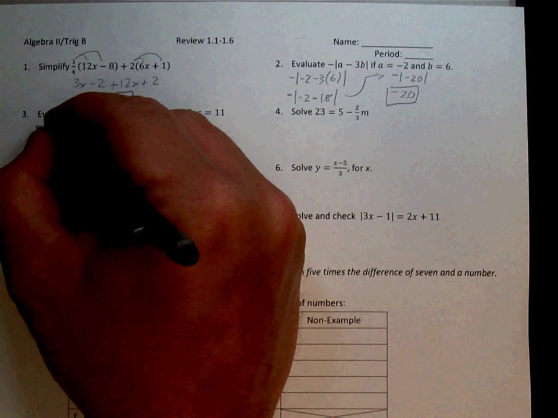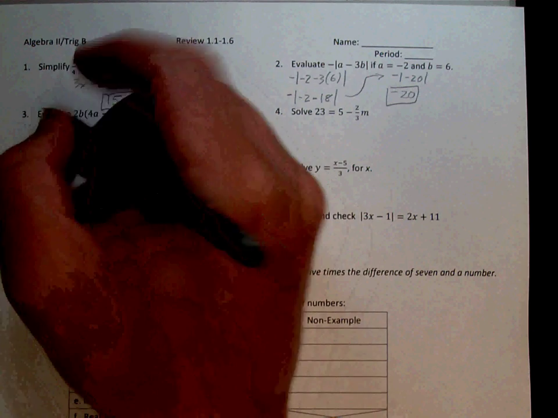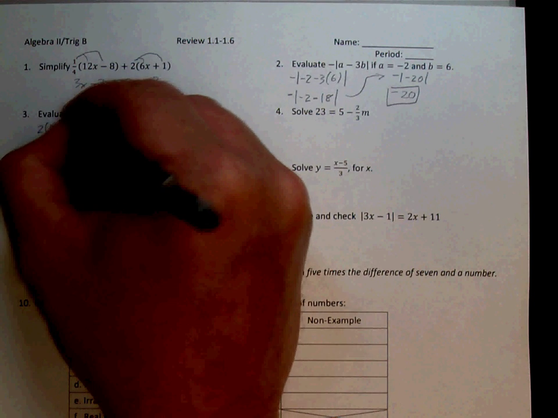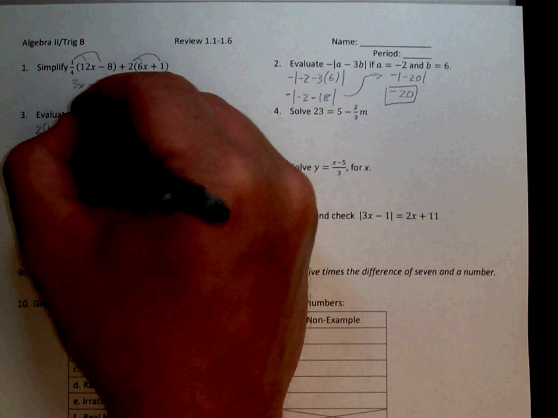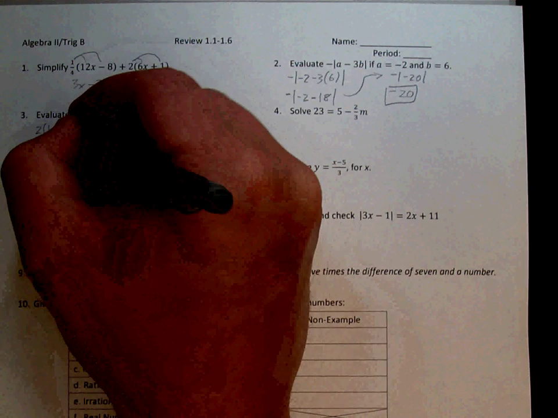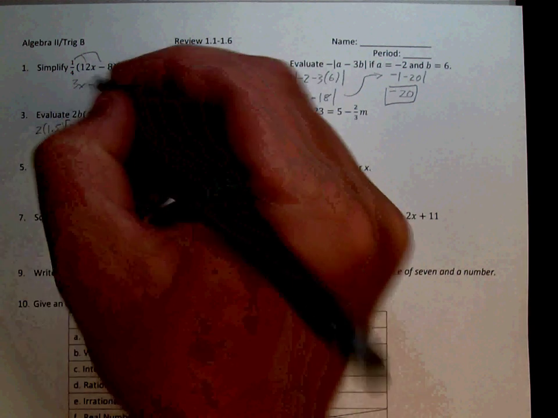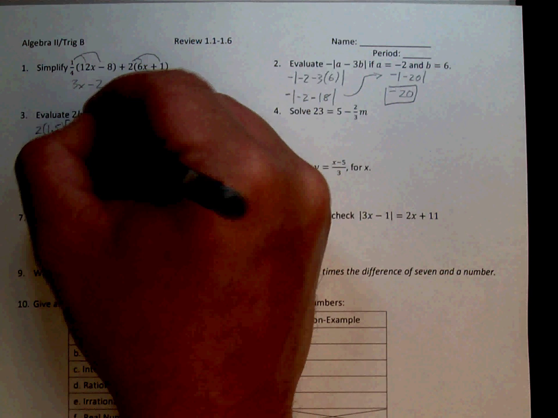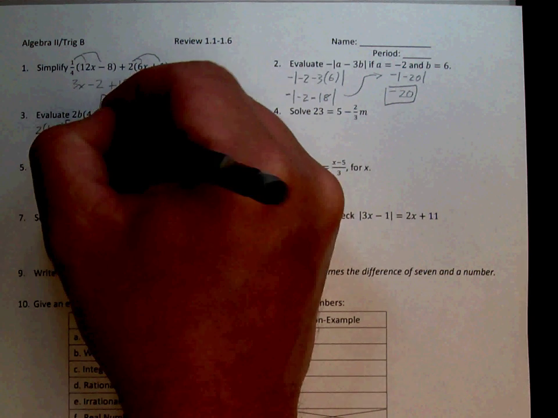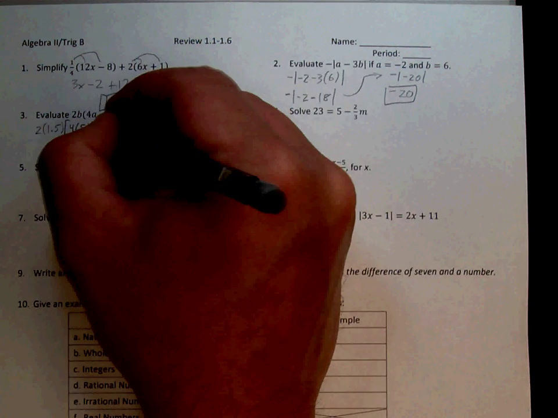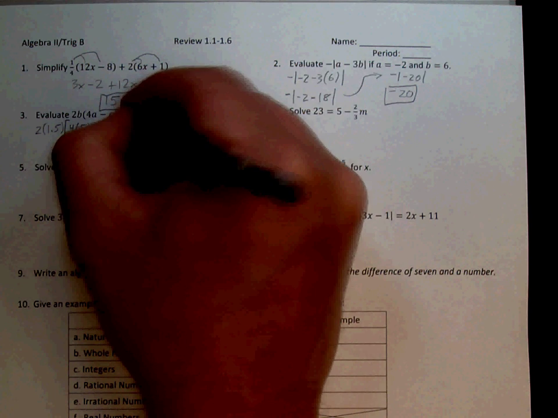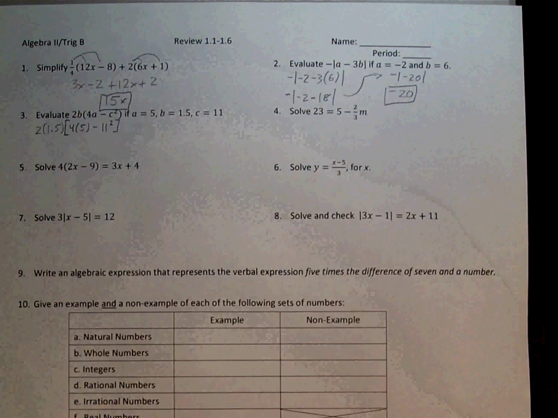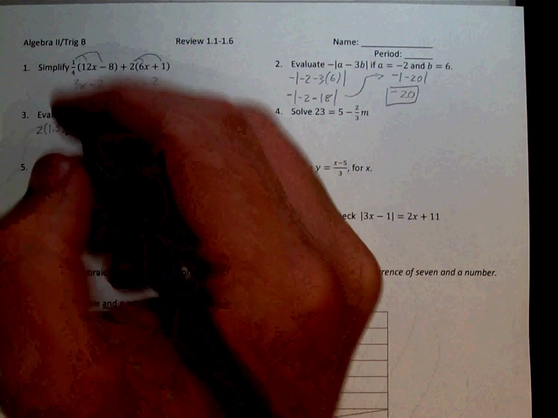Number 4, plug in 2 times b, which is 1.5, times, I'm going to use brackets here, 4 times a, which is 5, minus c squared, so 11 squared. The 11 is squared, not the negative. There's not parentheses around negative c, so be careful when we square.